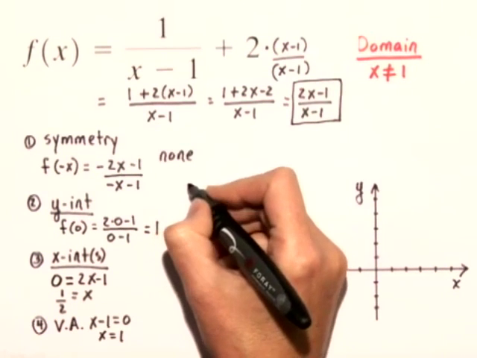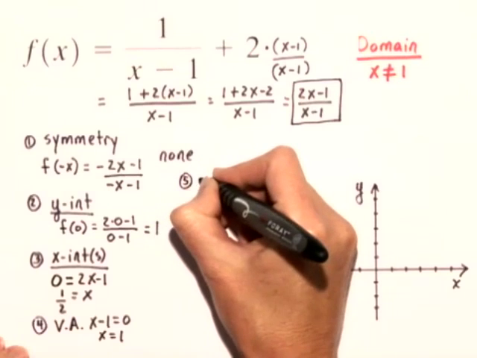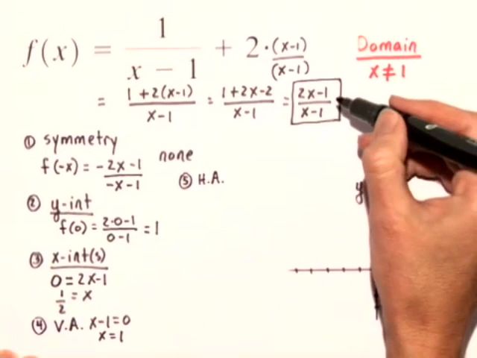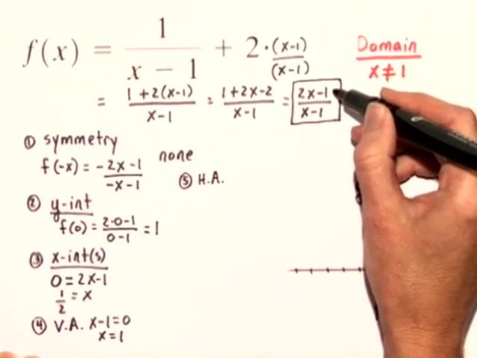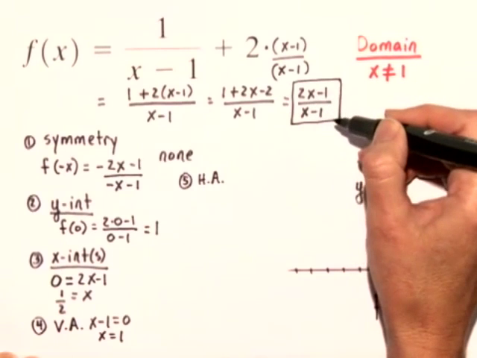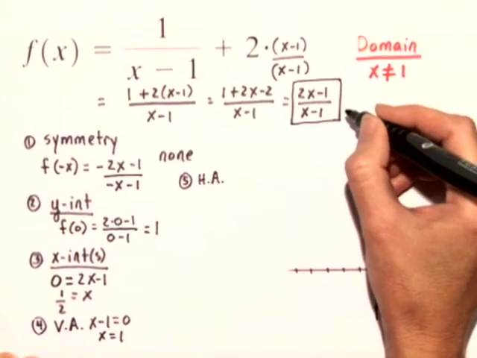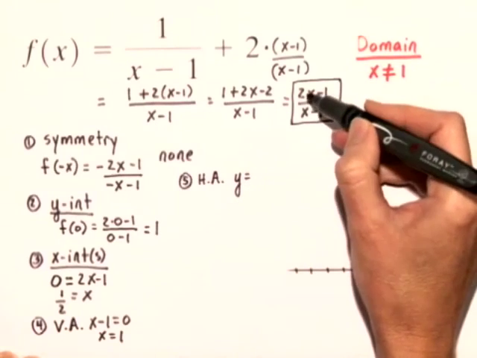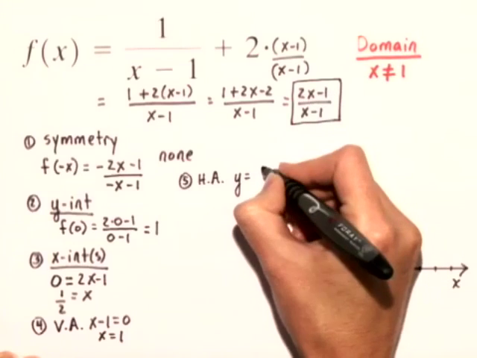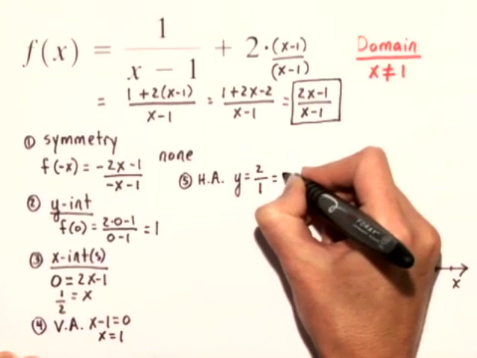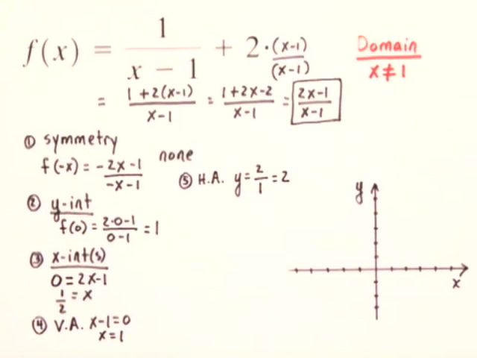Next, I'll come up here for step 5. We'll look to see if we have any horizontal asymptotes. We look at our expression and we compare the degree of the numerator with the degree of the denominator. In this case, our degrees are the same. They both have degree 1 since x is to the first power. So our horizontal asymptote is going to be of the form y equals the ratio of the leading coefficients. The numerator coefficient is 2 and the denominator coefficient is 1. So therefore y equals 2 is our horizontal asymptote.